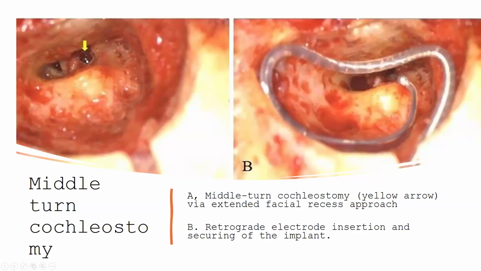In the picture, this is a surgical picture of the left ear, and we can see our facial nerve and then our second turn drill out. This is the footplate over here, and then we have the basal turn drill out, and the electrode was inserted here retrograde into the second turn drill out.